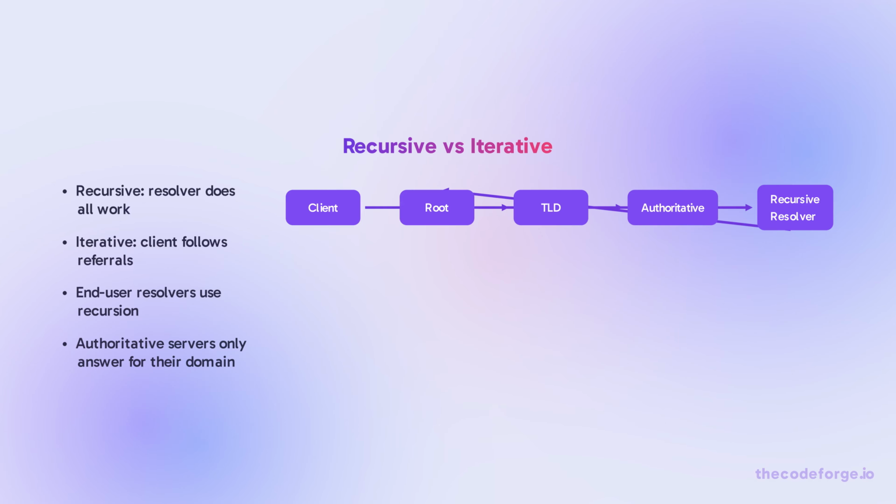When your browser needs an IP, it sends a recursive query to a DNS resolver. The resolver does all the walking. It queries root, TLD, and authoritative servers on your behalf. This is called recursion. Alternatively, the resolver can do an iterative query where it asks each server for a referral. Most end-user resolvers use recursion.